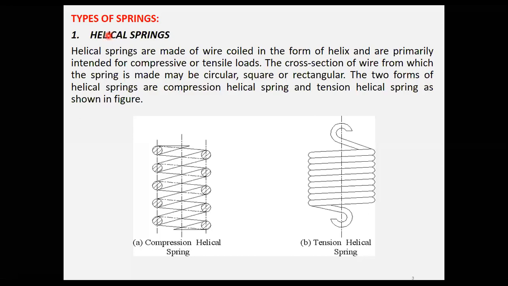And how is the helical spring going to be manufactured? By using wire. The wires are going to be coiled. Here you can see that the wires are coiled in a helix. That's why it is called a helical spring. Whatever wire is coiled in the form of a helix, that's why it is called a helical spring.